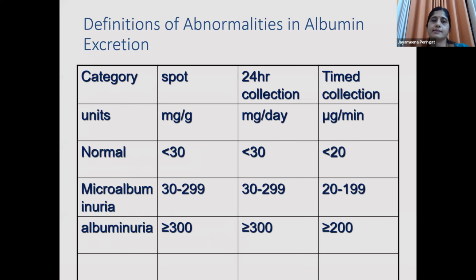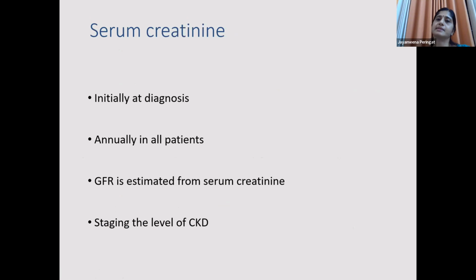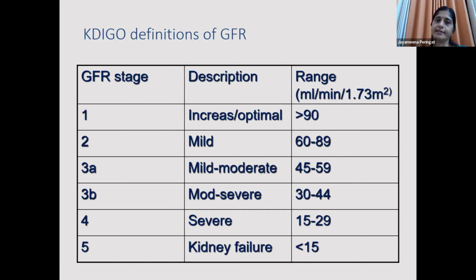So these are the definitions for albumin excretion. Normal in a spot sample is less than 30. Microalbuminuria is 30 to 299 milligram per gram, and macroalbuminuria is more than 300 milligram per gram. Serum creatinine should be initially checked at the diagnosis and annually in all patients. And GFR estimation is done from creatinine, with which we actually stage the CKD.